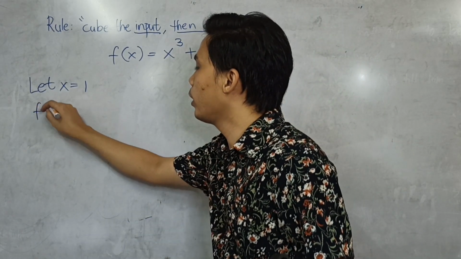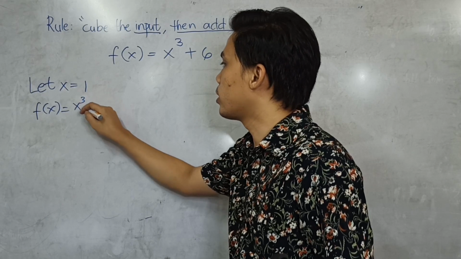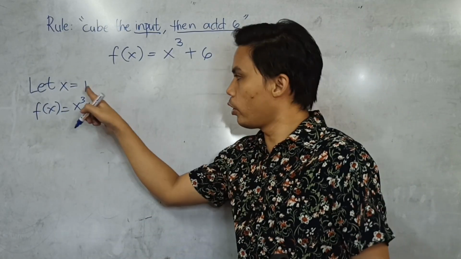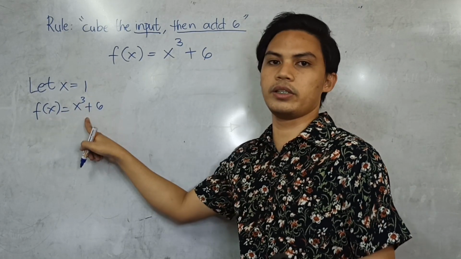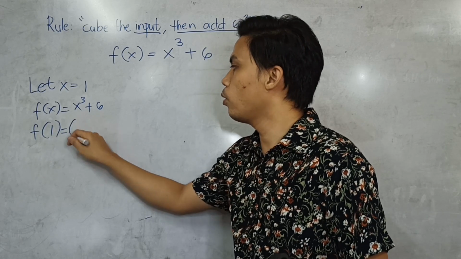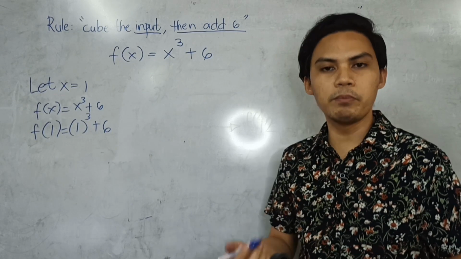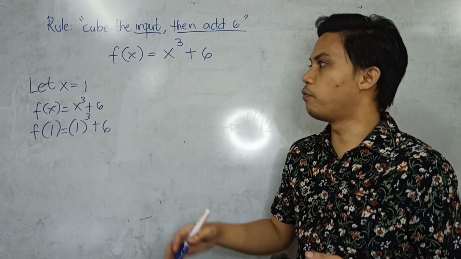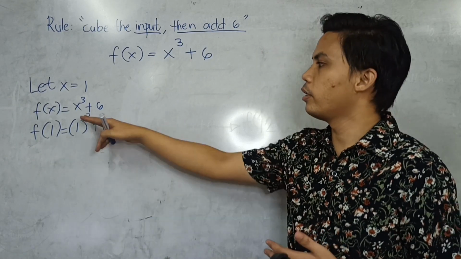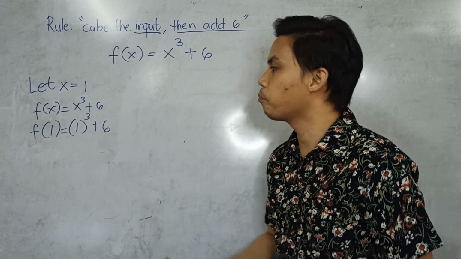So, we're going to write again the formula or the rule. So that is f of x is equal to x cubed plus 6. We're going to substitute 1 to the value of x. It will become f of 1 is equal to 1 cubed plus 6. So remember, once you are going to substitute value of x, simply replace the values of x, then just copy everything. Okay? Yung sa binigay na expression.